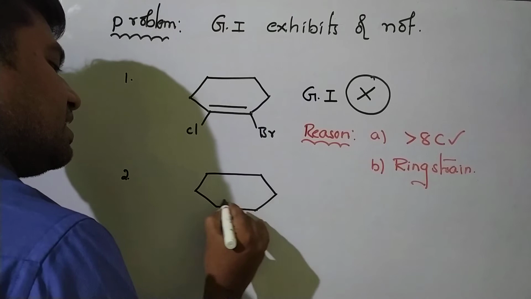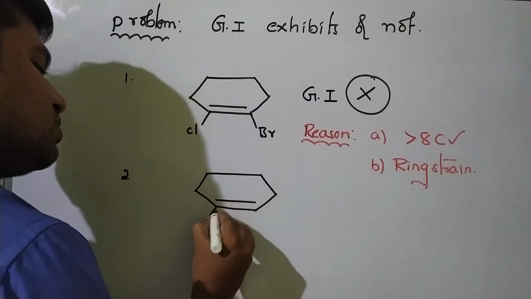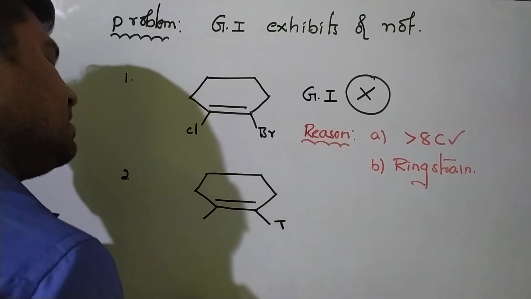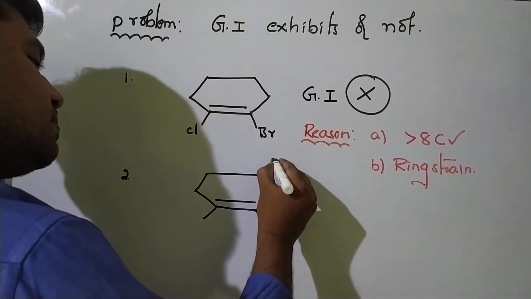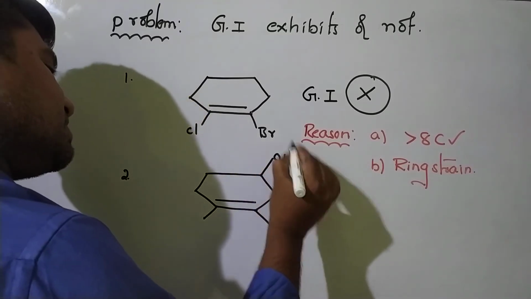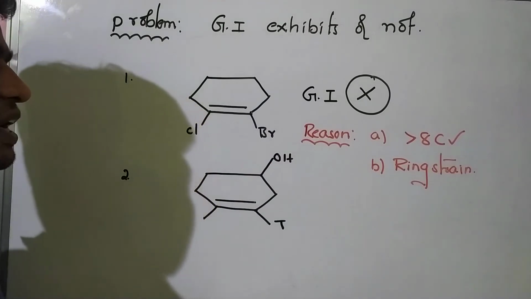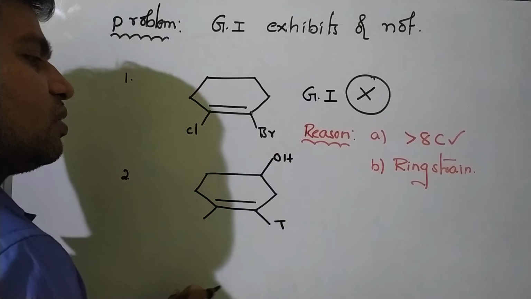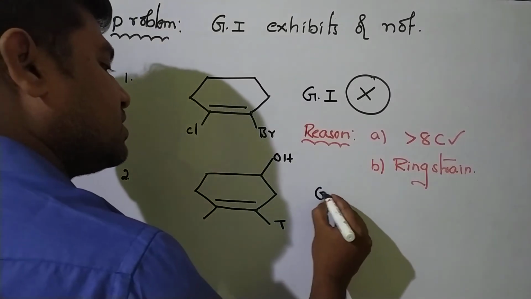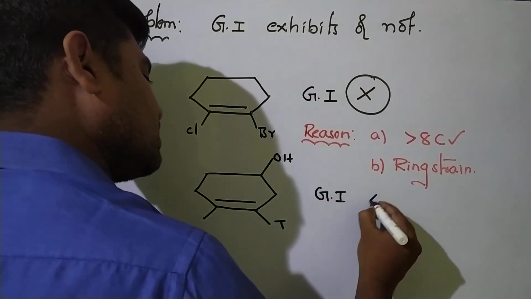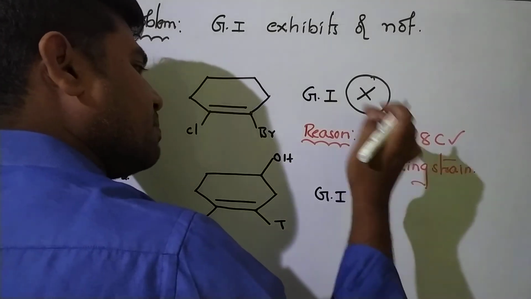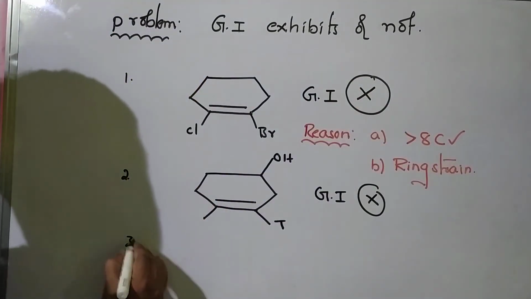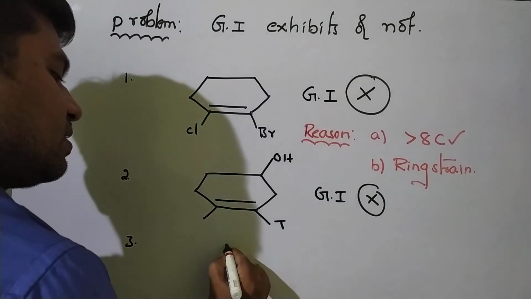So this again is a cycloalkene. This is methyl, some tritium is given, and here some OH group is given. Okay, students, sp2. So here also this compound doesn't show geometrical isomerism. The reason is the same.